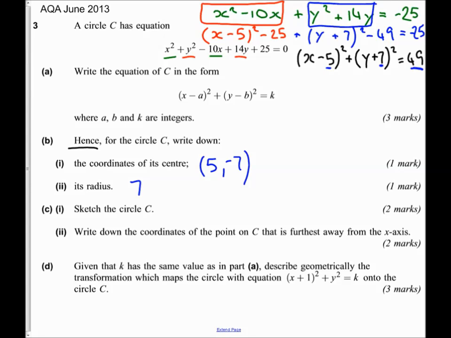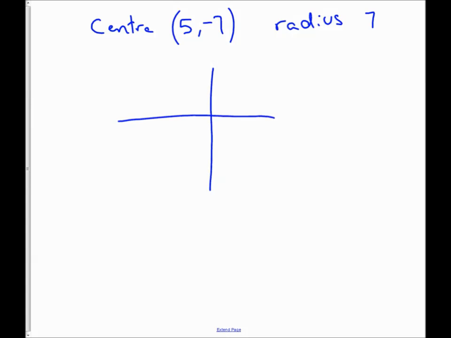C part I, sketch the circle. So we want to include our key information. We want to include our centre, which is (5, −7), and the radius, which is 7. So I'm going to put on my centre first. (5, −7) is somewhere down here.